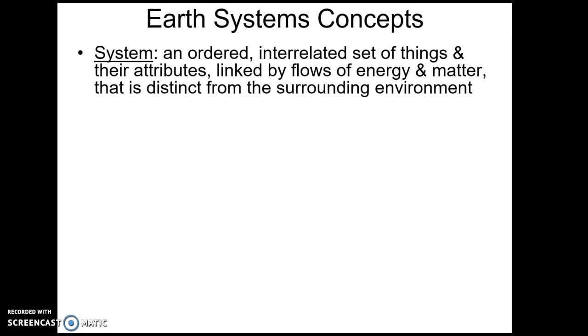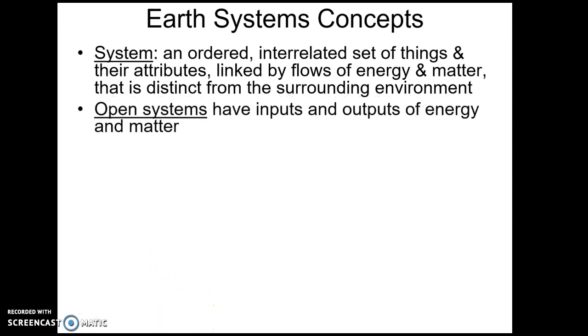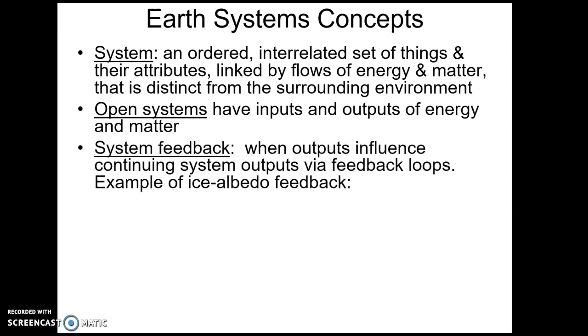Okay, so in my case, this was an irrigation system. Okay, so it was connected to the atmosphere. There was flows of energy and matter in it, and so it was a particular region that I defined in my work. So within Earth systems, there are open systems where they have inputs and outputs of energy and matter, and for all practical purposes, that's all there really is. And then there's system feedback, where the outputs influence continuous system outputs via feedback loops.